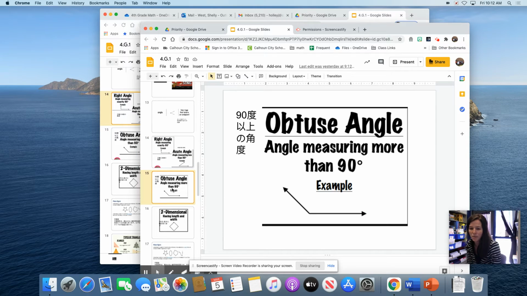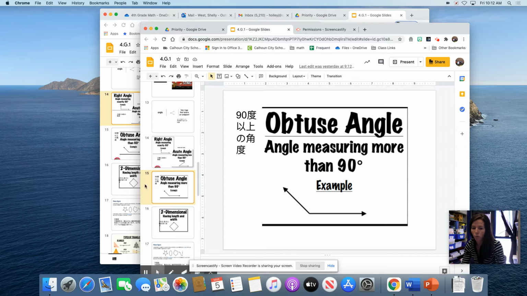And lastly is an obtuse angle. An obtuse angle measures more than 90 degrees. So if you were to use your sheet of paper, if you measure it and it looks like it goes past that 90-degree angle, then that is an obtuse angle.